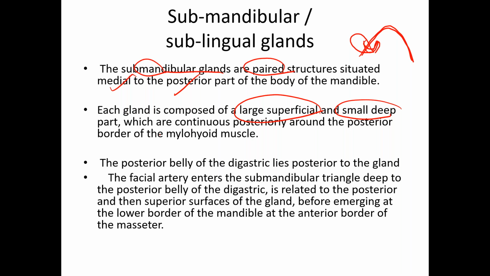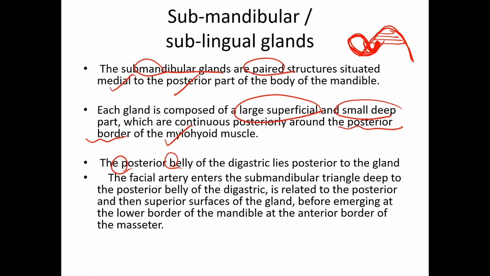They are continuous posteriorly along the border of the mylohyoid muscle. If you take this as the mandible, this will become the mylohyoid muscle. So they continue like this along the posterior border of the mylohyoid muscle. Keep it in your mind.